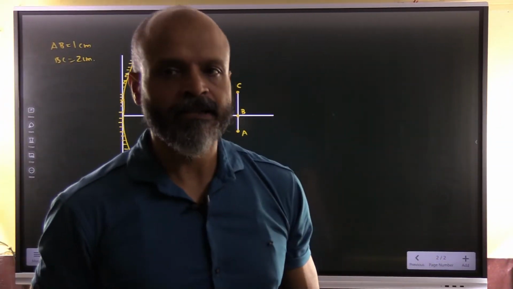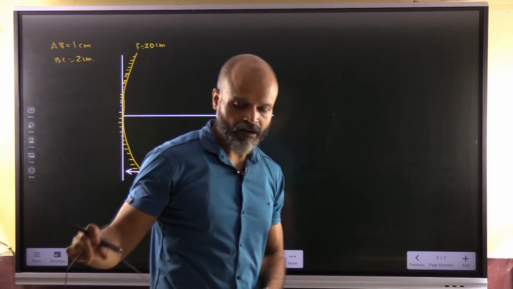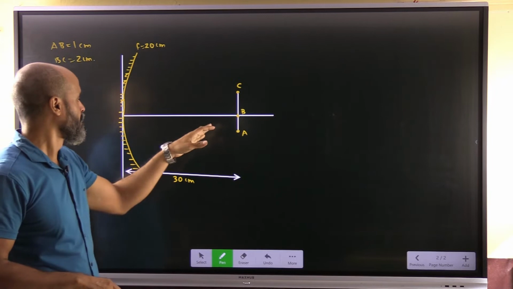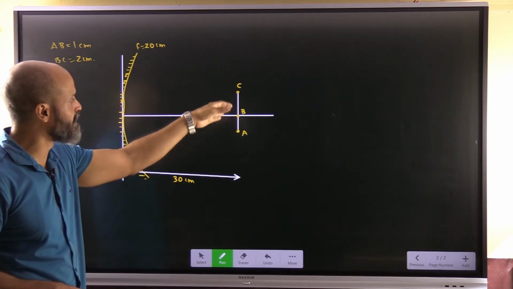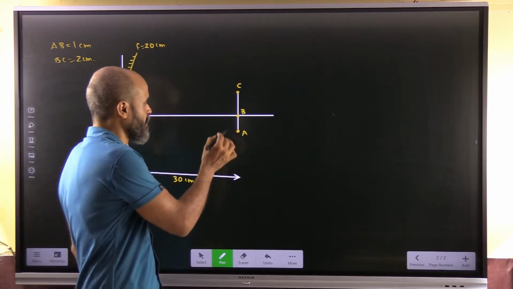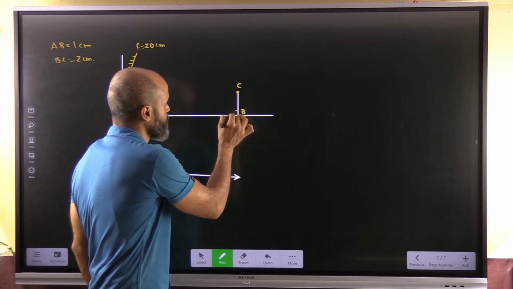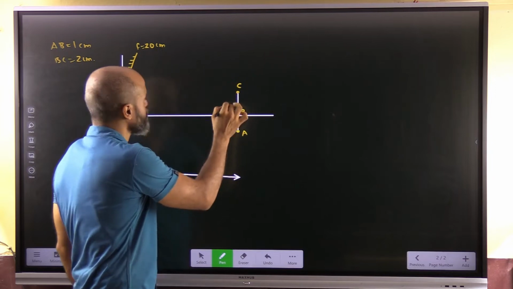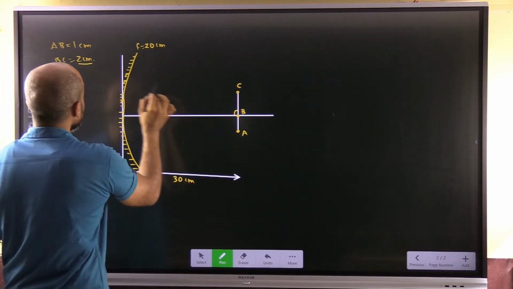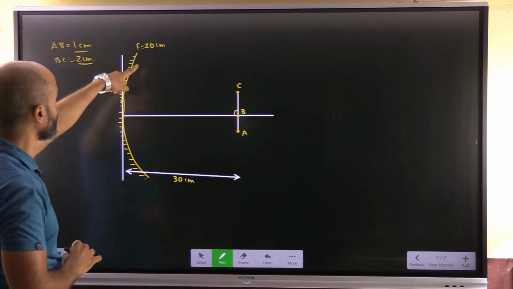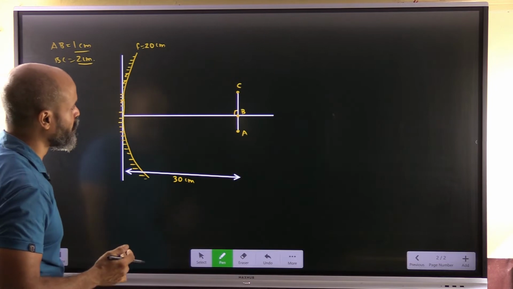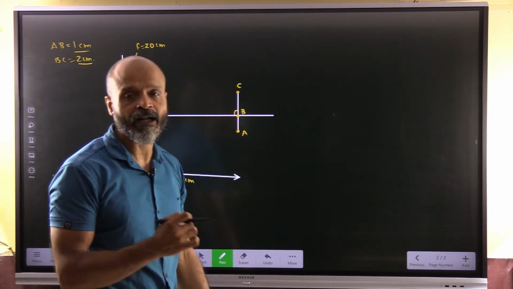Okay, so let's do this problem here. We have a concave mirror, and in front of the concave mirror is placed an object AC which cuts the principal axis on a perpendicular basis. Basically this is perpendicular, and this BC distance is 2 centimeter, AC distance is 1 centimeter. The focal length of this concave mirror is 20 centimeter. We need to find out the position of the image and how it will look like.